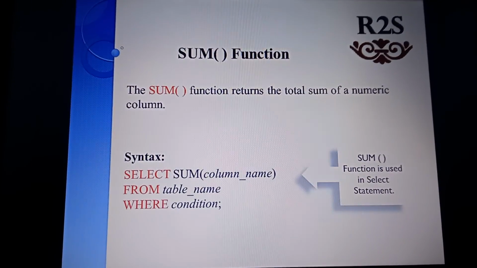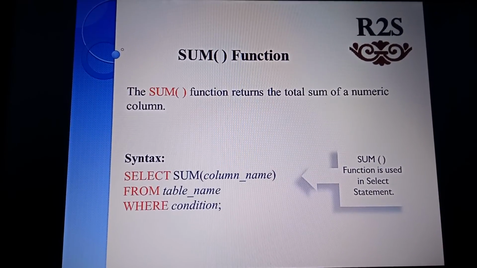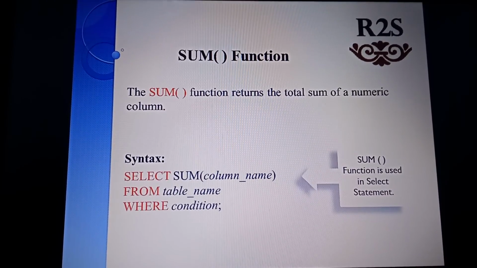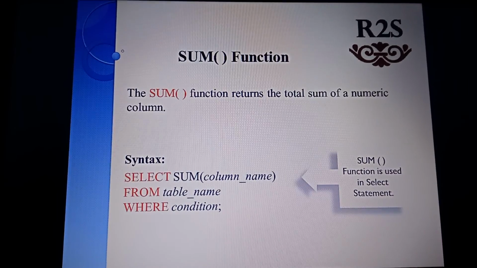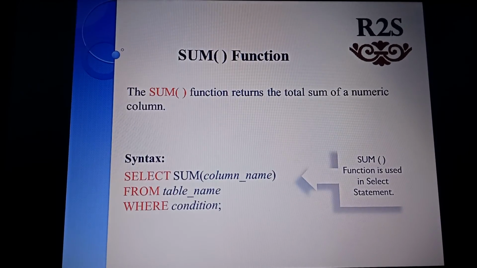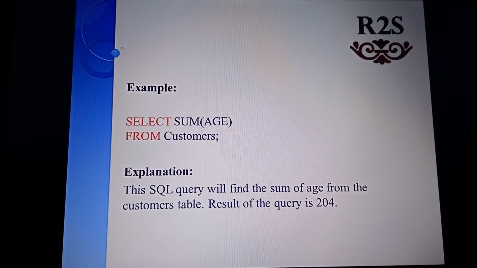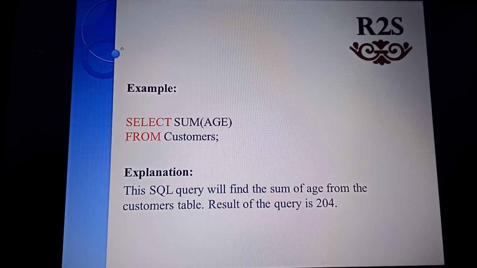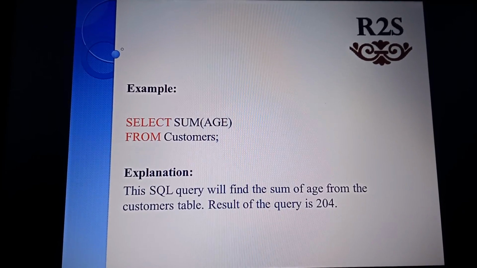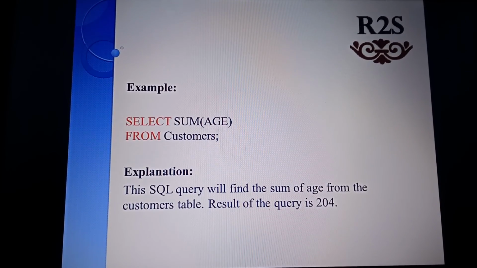Sum function. The sum function returns the total sum of a numeric column. As we can see, this function will only run on a numeric column, and the sum function is used in the select statement as you can see in the syntax. Example, select sum age from customer. The SQL query will find the sum of age from the customer table. The result of the query is 204.